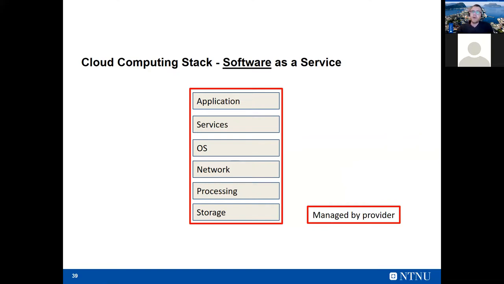Part of your skill or ability, hopefully, at the end of the course is to decide also when to use what, right? That means, do you have the capacity, the manpower in terms of competence and skill to maintain a system, what your objectives are, what scalability features you need and so on.